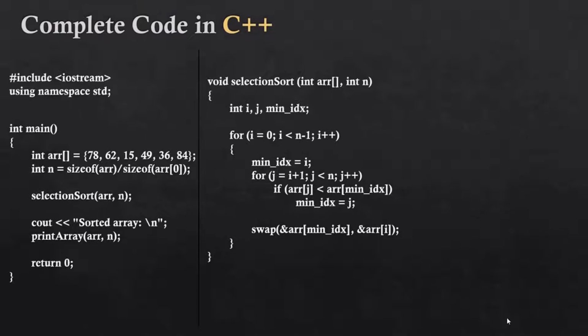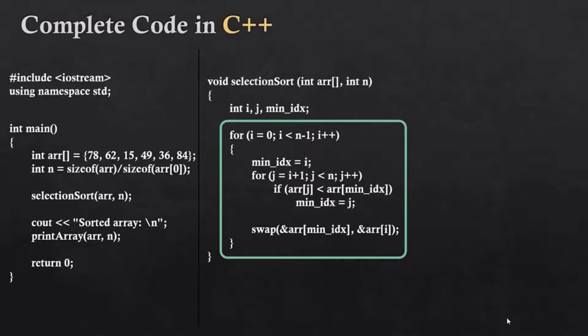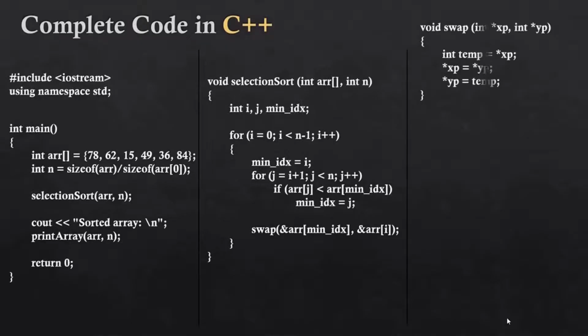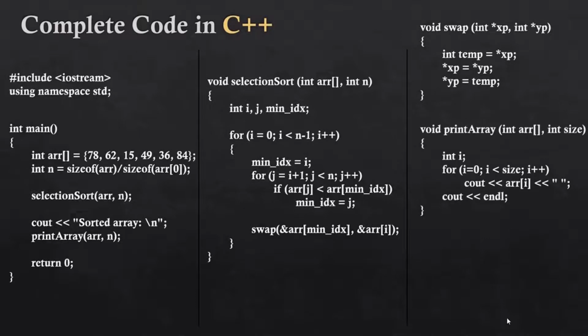Whether it finds the minimum index or not, it must iterate all the values because it has to check all the conditions. This is the simple swap function that is being used to swap the values, and the print function which will display the array at the end.